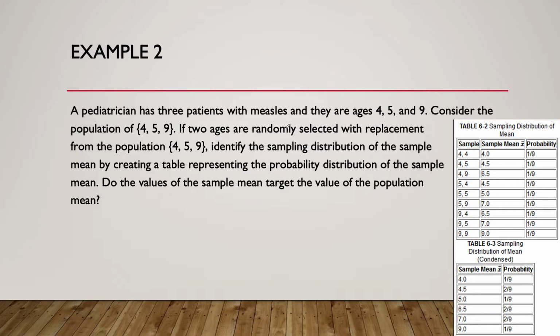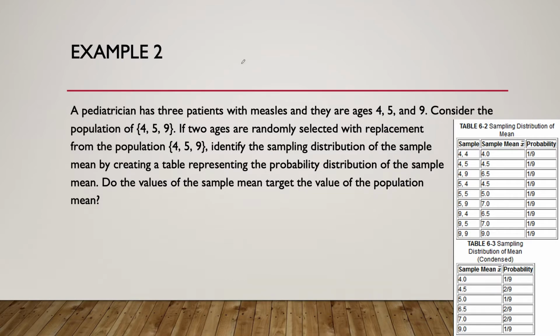So the same idea: a pediatrician has 3 patients with measles, and their ages are 4, 5, and 9. Consider the population of 4, 5, and 9. If 2 ages are randomly selected with replacement from this population, identify the sampling distribution of the sample mean by creating a table representing the probability distribution of the sample mean. Do the values of the sample mean target the value of the population mean?